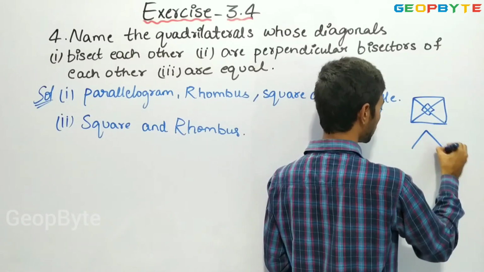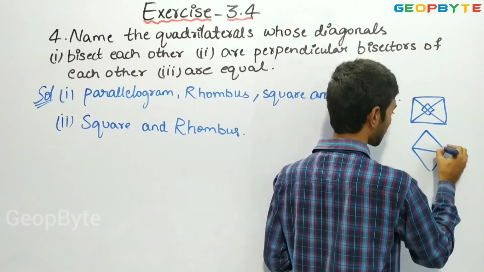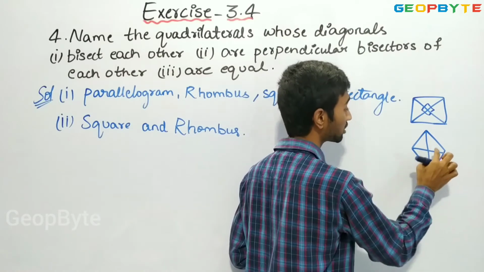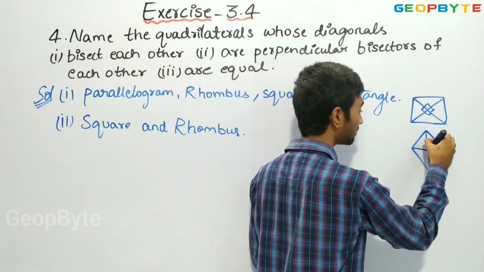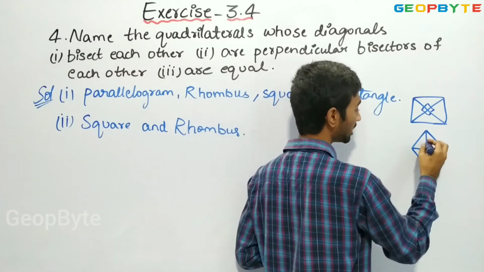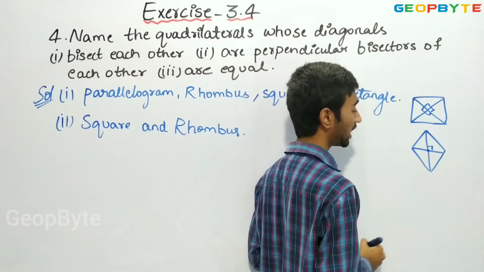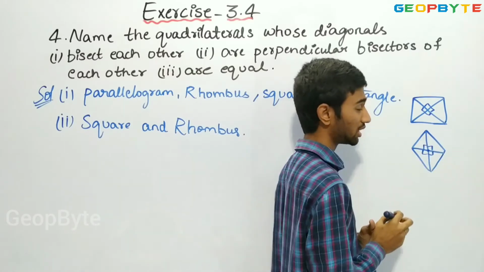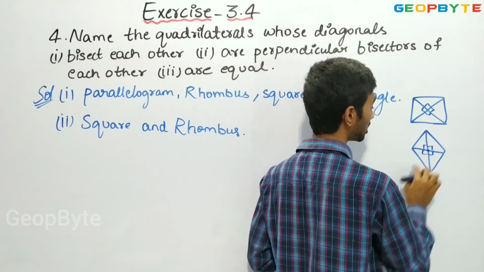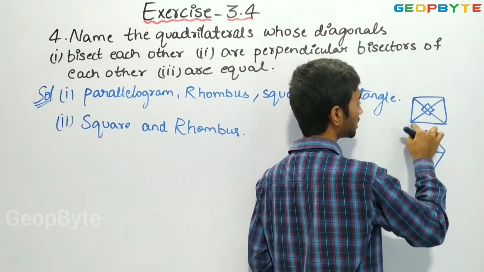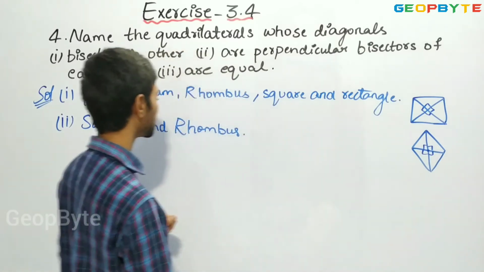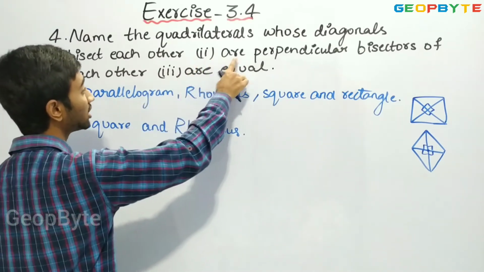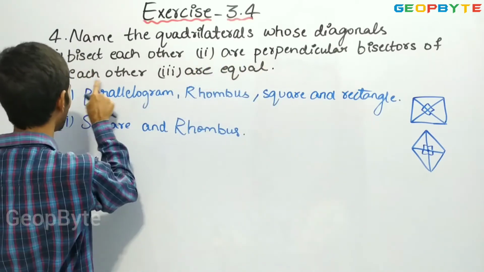And in a rhombus also. So we know that this is a rhombus and these two are diagonals. So in a rhombus also, diagonals bisect each other by making a right angle near the point of intersection of the diagonals. So this also makes a right angle, this makes a right angle and this also makes a right angle. So these two are perpendicular to each other, and in a square also these two are perpendicular to each other. So therefore square and rhombus. In square and rhombus, diagonals are perpendicular bisectors of each other.